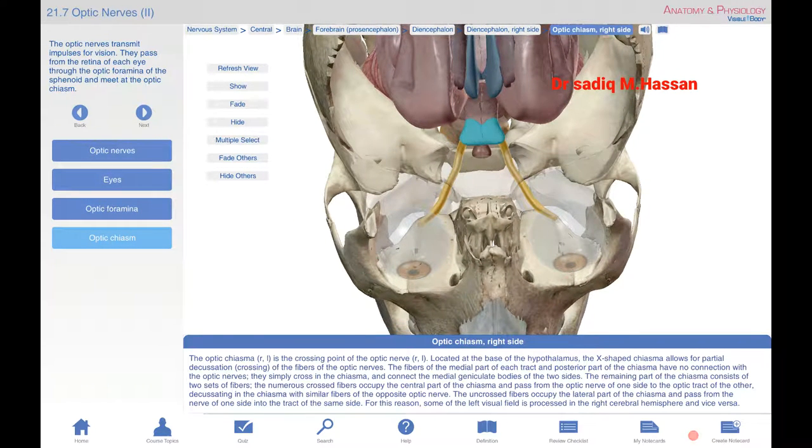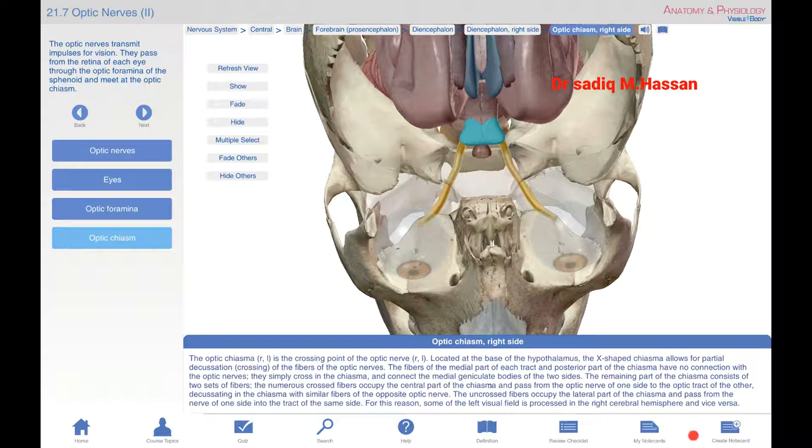So it is located at the base of the hypothalamus. An X-shaped chiasm allows for partial decussation, or crossing, of the fibres of the optic nerve. The fibres, as I said previously, in the medial part of the tract and posterior part of the chiasm have no connection with the optic nerve, so they simply cross the chiasm.